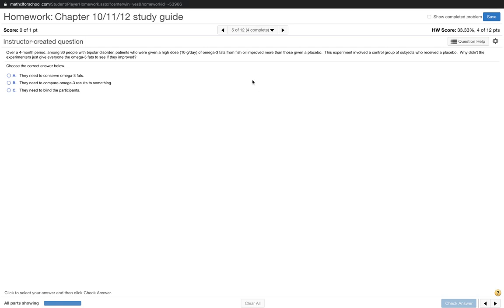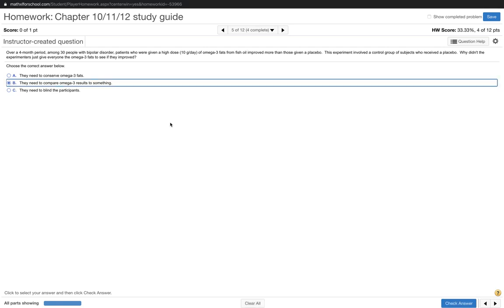So why didn't the experimenters just give the omega-3 fats to see if they improved? If you look back at the notes from chapter 11, we talked about the best experiments are comparative. One of the characteristics of a good experiment is that it is comparative in nature. If you just give everyone the treatment, you have nothing to compare it to. Whereas if you give half of them the treatment and half of them the placebo, then you could actually compare those results. So they need to compare omega-3 fat results to something.